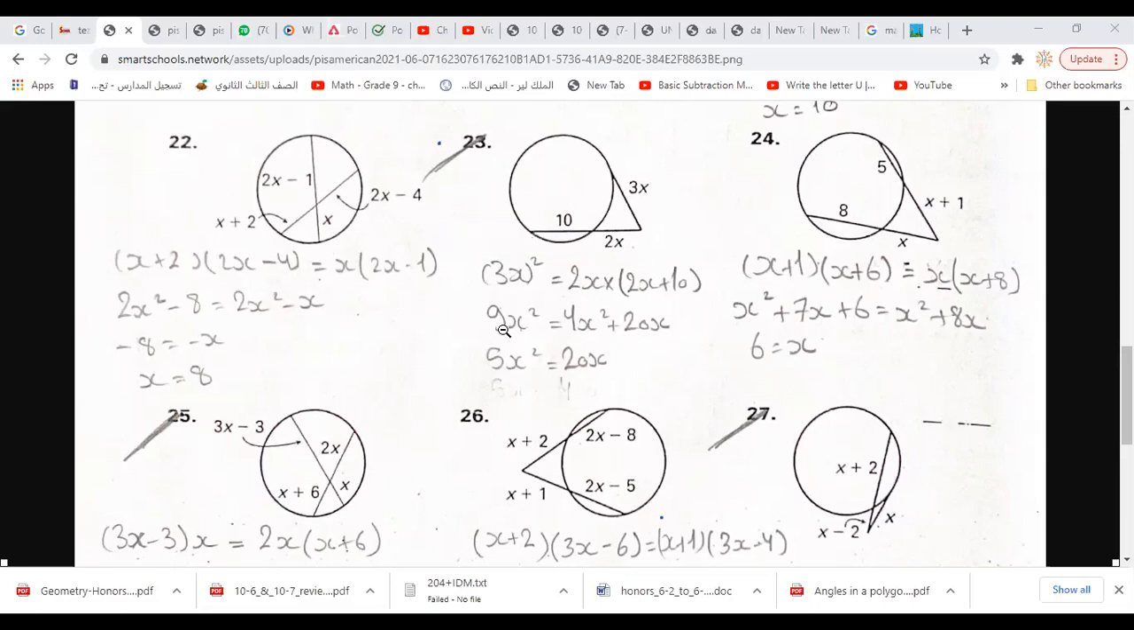Now we have 9x squared in your left hand and you have 4x squared in your right hand. So we have to combine them together. We will transfer 4x squared to the opposite side. So at the end we have 5x squared equals 20x. How will we continue the next step to find the value of x?